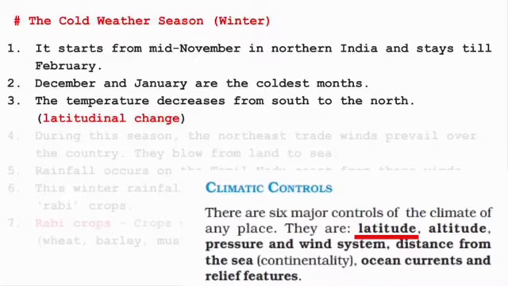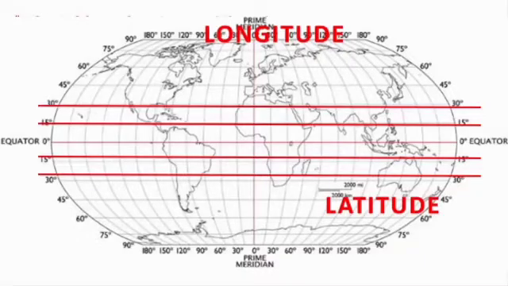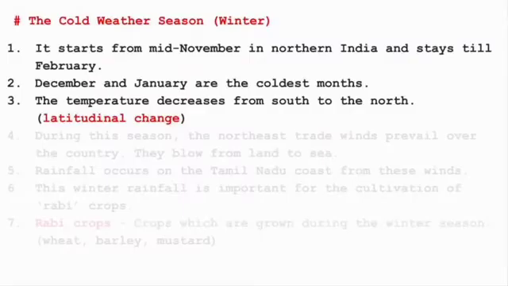If you remember, in the beginning of the chapter we read what the factors are that control the weather of a place. In that question, one of the reasons was latitudinal change, that is the horizontal line. The vertical line is called the longitude. The horizontal line is called the latitude. As we move away from the equator, both in the northern and southern hemisphere, the temperature starts to decrease.